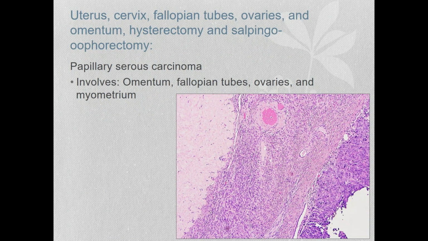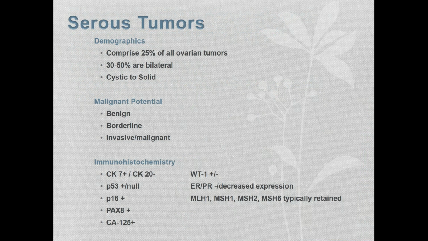Follow-up hysterectomy showed a papillary serous carcinoma involving the omentum, fallopian tubes, ovaries, and myometrium. And you can see the tumor here. Serous tumors comprise 25% of all ovarian tumors. 30 to 50% are bilateral, cystic to solid. They have a variety of malignant potentials ranging from benign to invasive or malignant. And there's a variety of immunohistochemical stains that can be performed to help with the interpretation of this. Notice that we had the PAX8 and the P53 that were positive in this case.